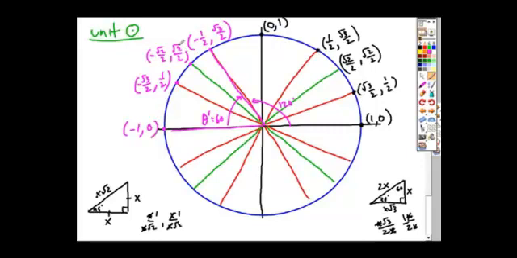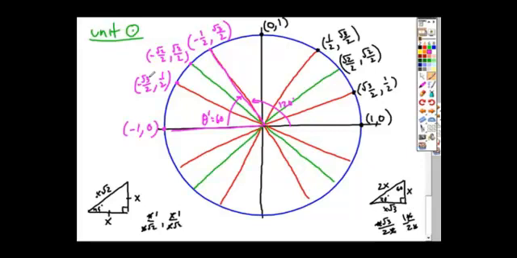Root 2 over 2. What if I asked you what's the cosine of 150 degrees? You look at the 150, the cosine is the x-coordinate, negative root 3 over 2. Okay, so this is the unit circle. This is what it's used for.